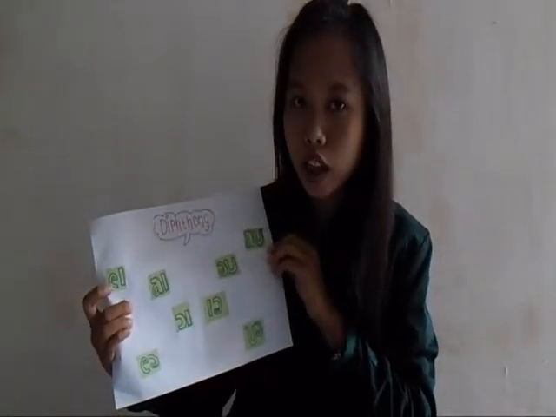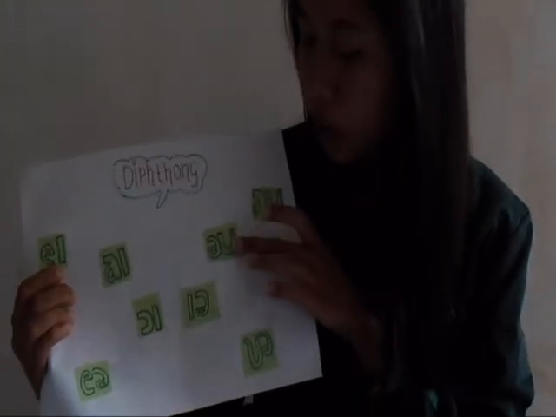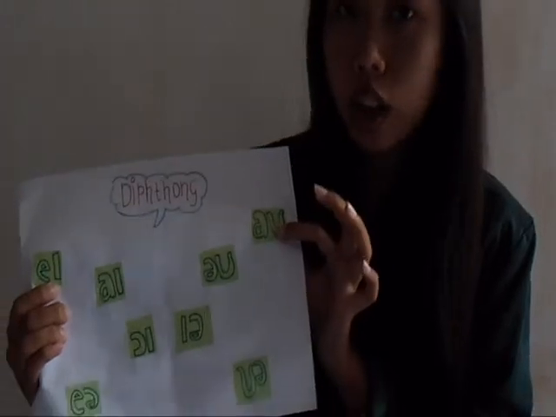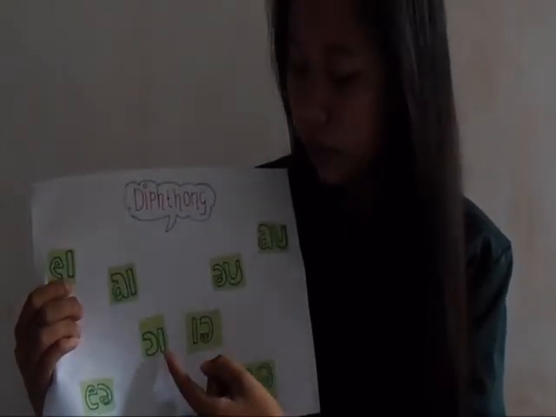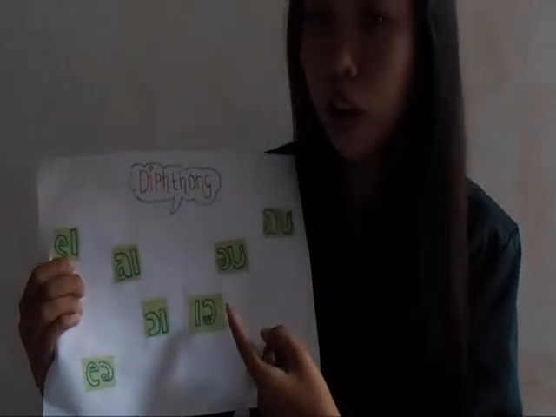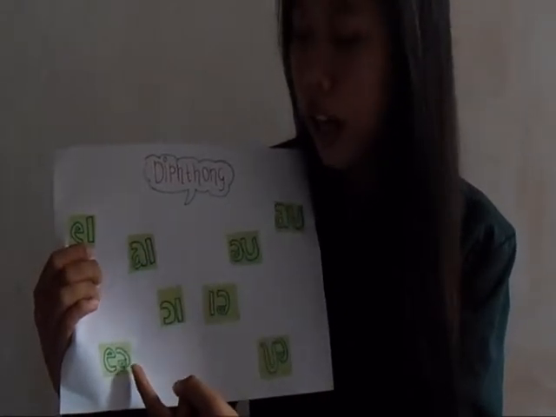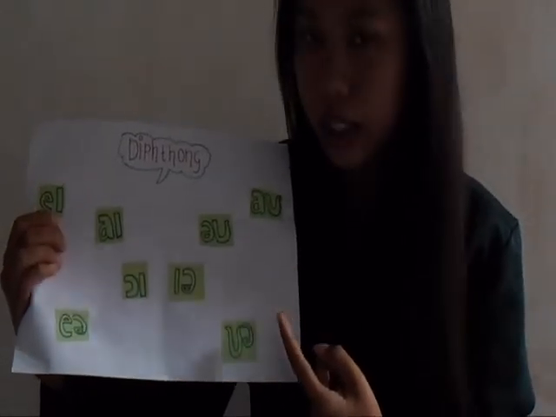The first is the combination of A and E, and the second is A and E, and the third is the combination of E and U, and this is the combination of A and U, and this is the combination of O and E. The next is the combination of E and E, and the combination of A and E, and the last is the combination of U and E.